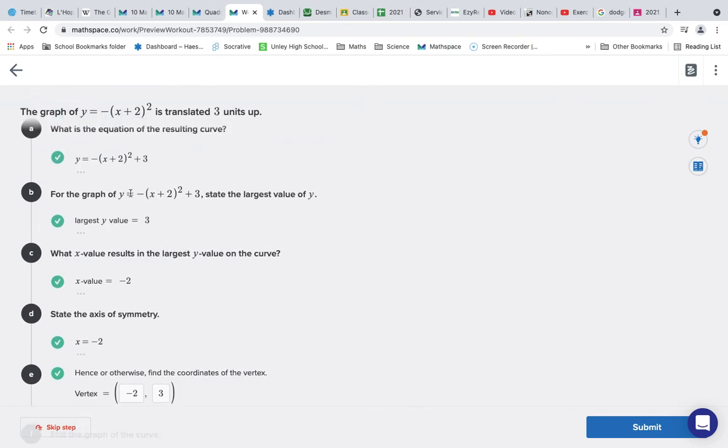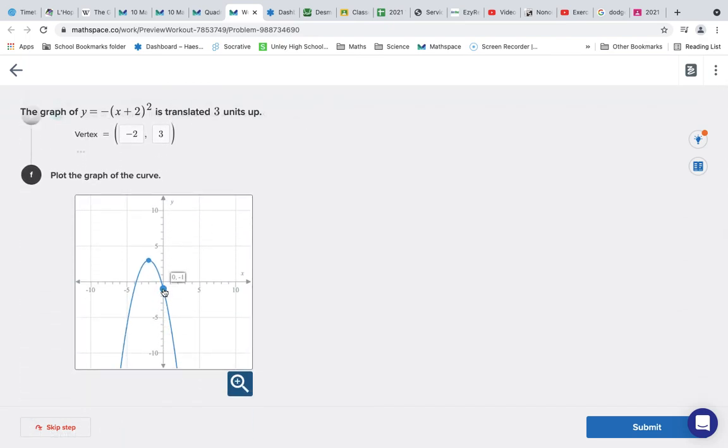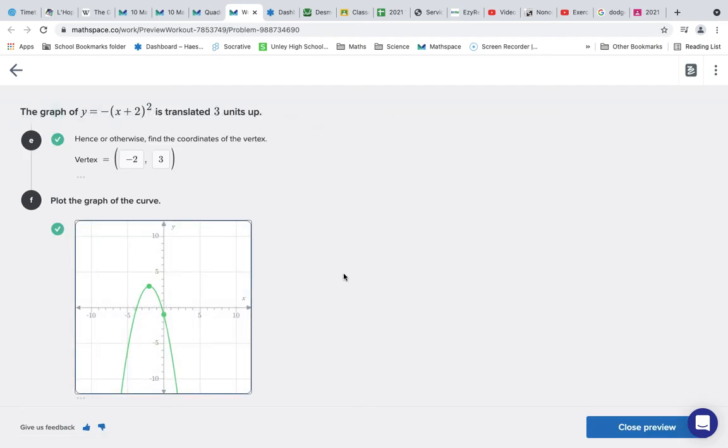That can be found when the x value equals 0. So here's a nice one, they've written the equation out for me. If I'm on the y-axis, the x must equal 0, so we would have 0 plus 2, squared. We're left with 2 squared, that's 4. 4 times minus 1 is minus 4. Minus 4 plus 3 is minus 1. There we go. And that's enough.